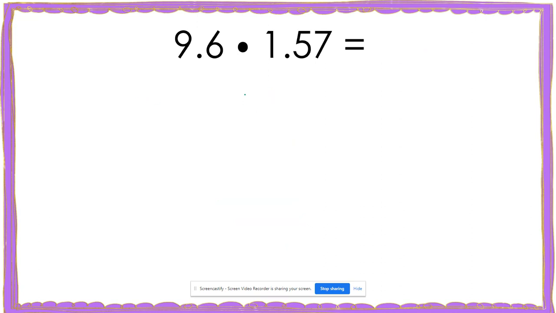For 9.6 times 1.57. I'm going to write it like normal, and then I'm going to multiply like normal. 7 times 6 is 42, so I carry my 4. 7 times 9 is 63, and 63 plus 4 is 67, so I write my 67.